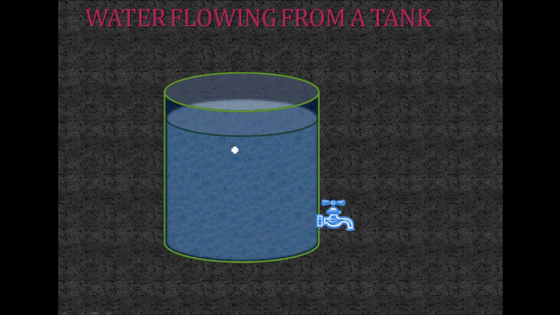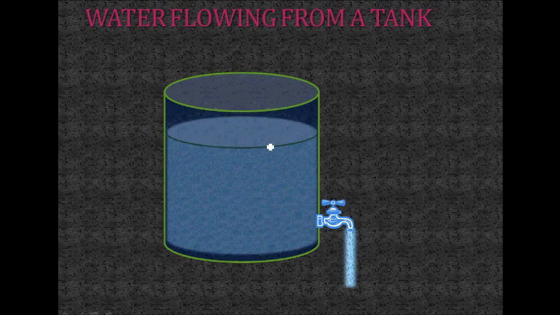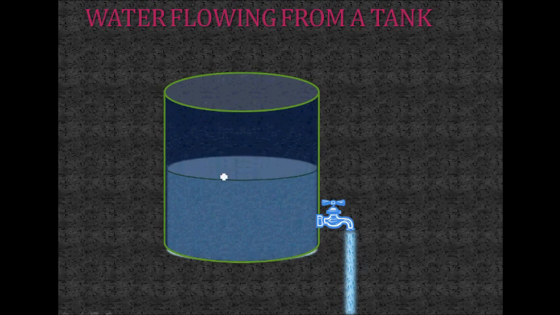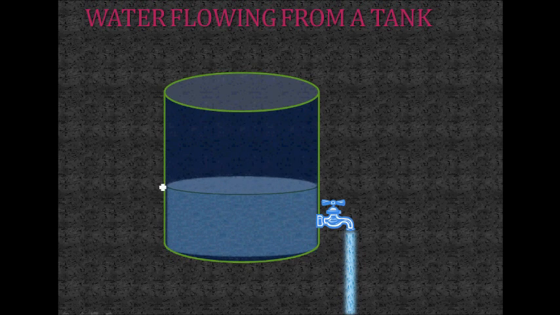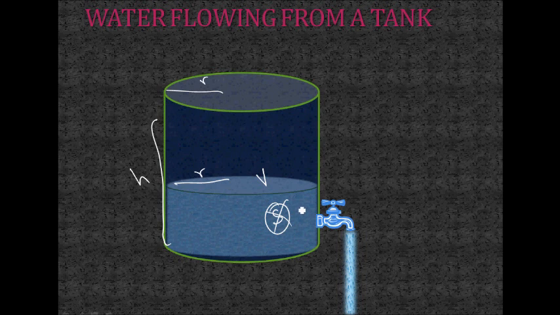Next is water flowing from a tank. So what changes does it contribute here? You can see that the height changes, the radius remains the same, there is no change in the radius, but volume changes, and also the surface area. Usually we don't bother about the surface area. Very rarely you'll get questions on surface area, but volume is more concentrated here.